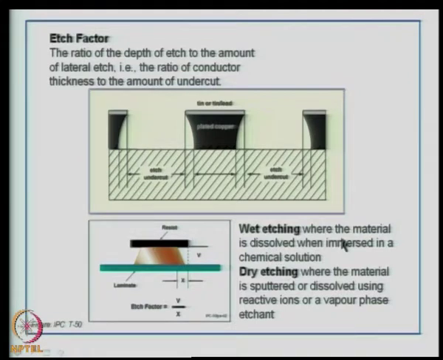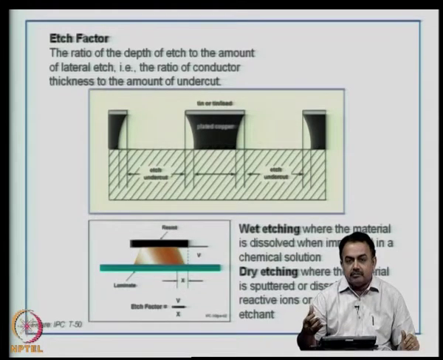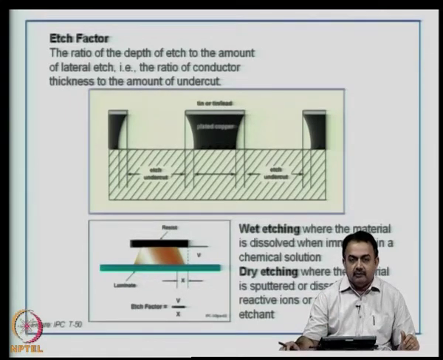Coming to wet etching and now to dry etching, where the material will be sputtered or dissolved using reactive ions that are generated in an equipment, typically in a vapor phase etchant chamber. So, there are a lot of differences between using a dry etchant. You can also use a dry plasma, that means in a reactive ion chamber you can create reactive ions which form plasma and then they react with the copper surface and remove the copper from the surface of the PCB. So, that is a dry etching process.